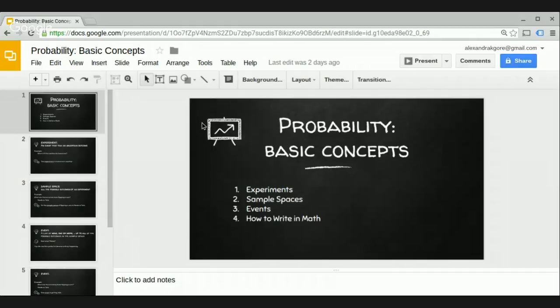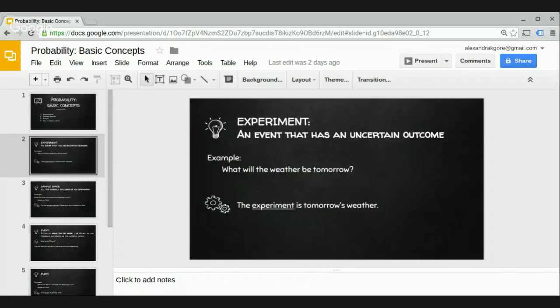All right, so let's begin with experiments. What is an experiment in the probability world? Well, it's some event, something that happens that has an uncertain outcome. Here's an example. What will the weather be tomorrow? In this case, the experiment is tomorrow's weather. Seems simple enough, right? Here's one more, just for good measure. The winner of the presidential election is another event with an uncertain outcome. We're not sure who's going to win. We'll find out sometime, but not right now.